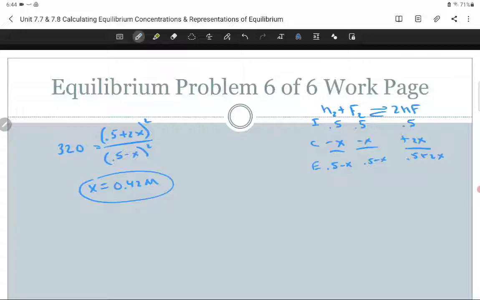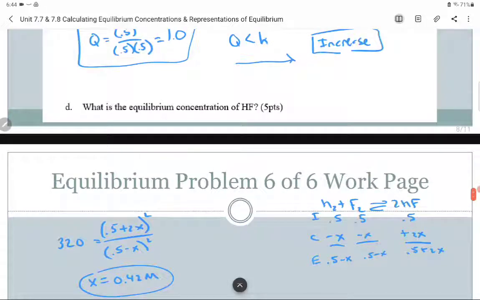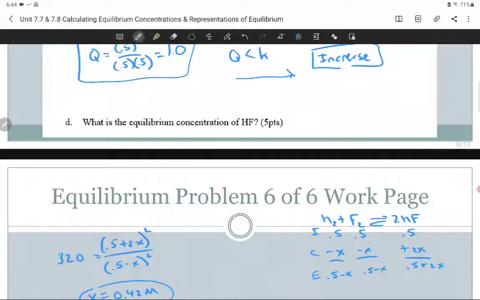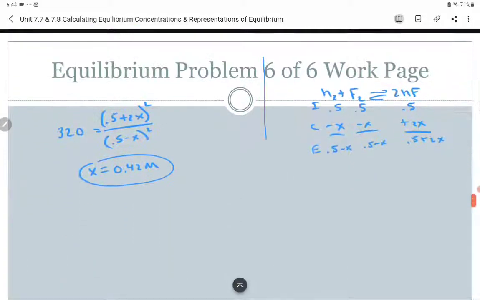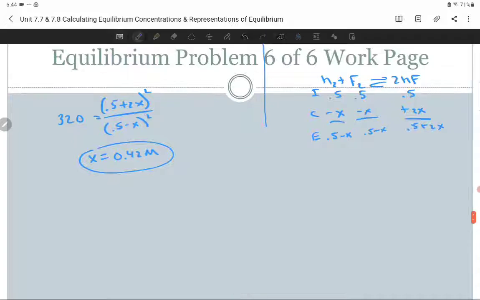No, it wanted to know the equilibrium concentration of HF. Sometimes it'll ask all the equilibrium concentrations, but this time it only wants to know what that value is. So it's 0.5, so HF concentration equals 0.5 plus that. So you'd calculate that out.